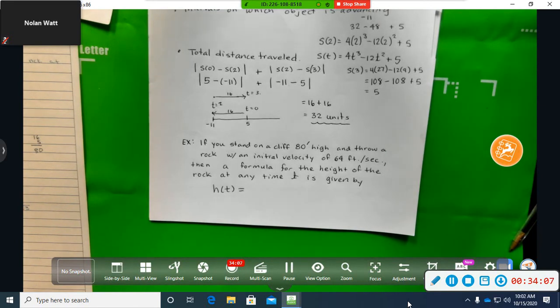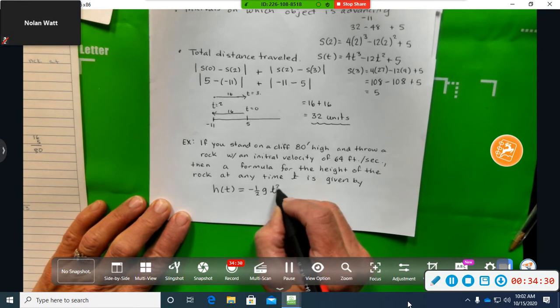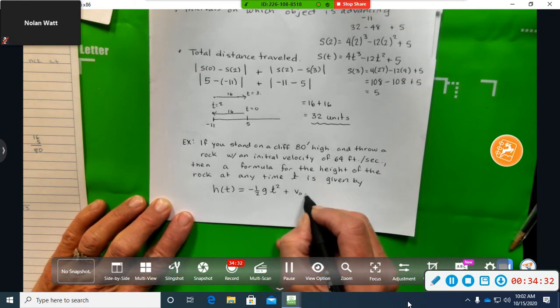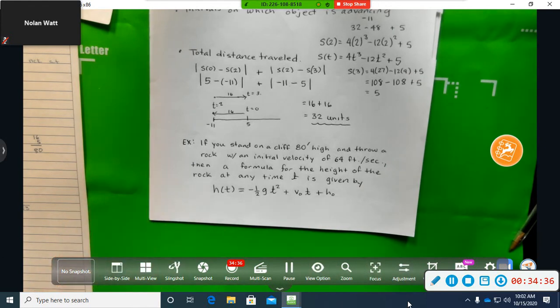If you neglect anything other than the effect of gravity acting on the rock, no air resistance, anything like that. Good. So this is what she said. Negative 1/2 g t squared plus the initial velocity times t plus h0, the initial height.